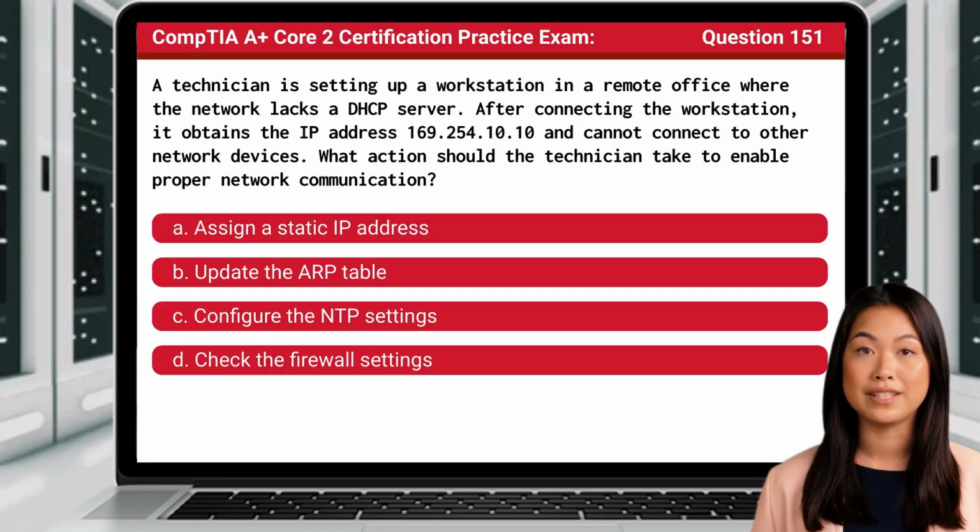Question 151. A technician is setting up a workstation in a remote office where the network lacks a DHCP server. After connecting the workstation, it obtains the IP address 169.254.10.10 and cannot connect to other network devices. What action should the technician take to enable proper network communication?